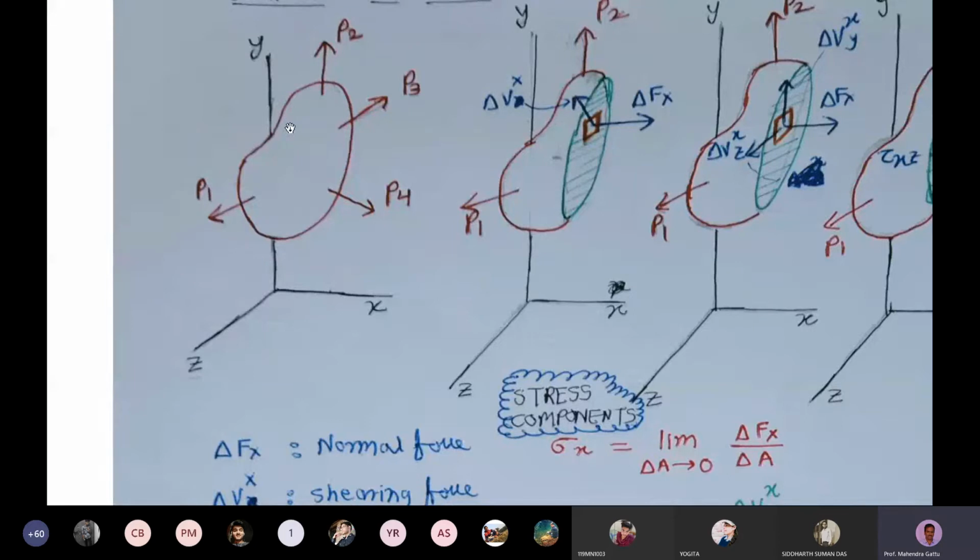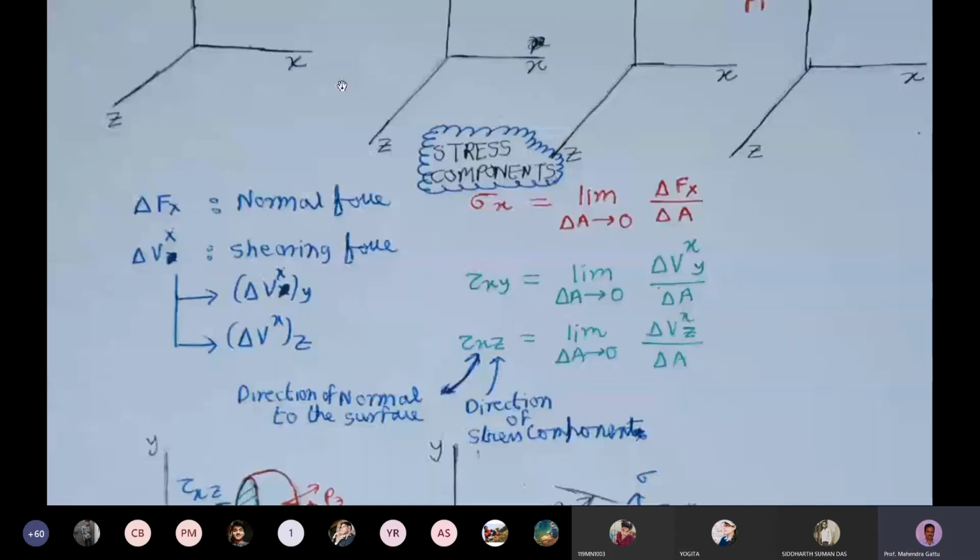So we are cutting a vertical section, and if you analyze the body which is farther away, meaning if you remove the front part, again we will have the normal stress sigma z and the shear stress components tau zx and tau zy. So this is for a plane which is parallel to the yx plane, that is, a vertical plane in this particular scenario.